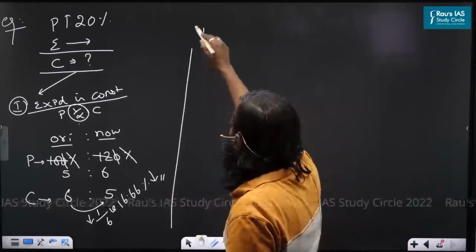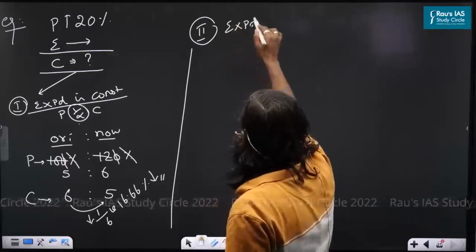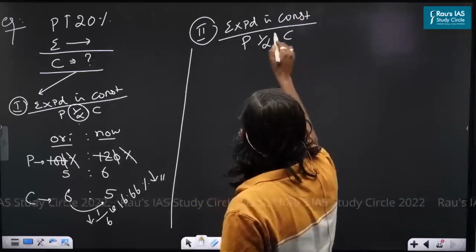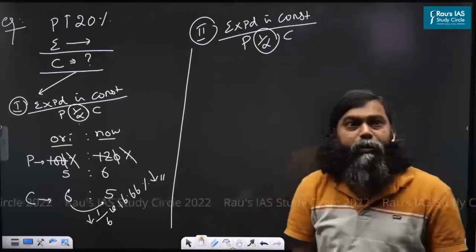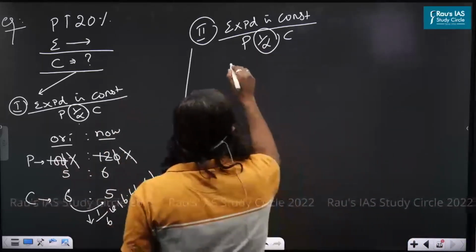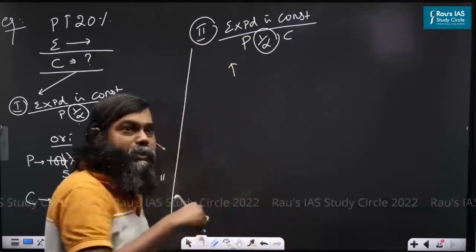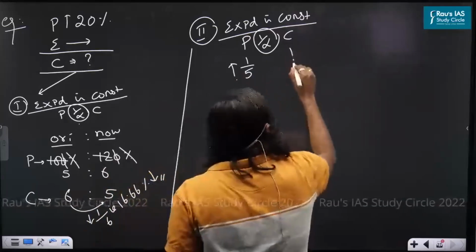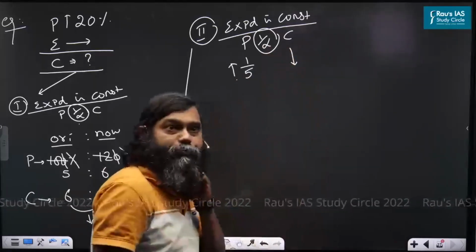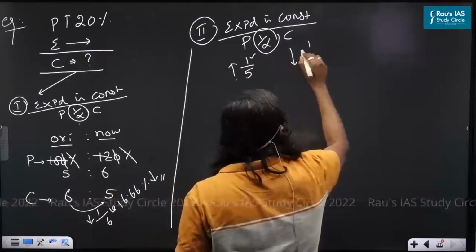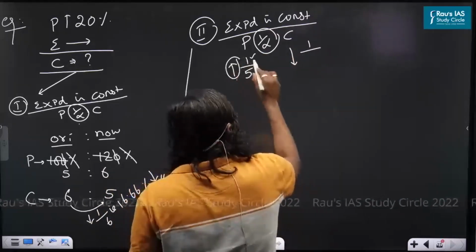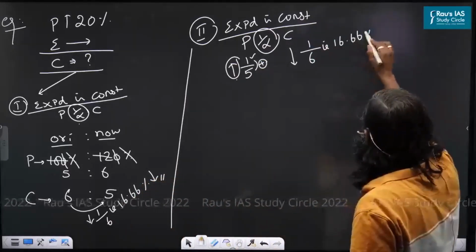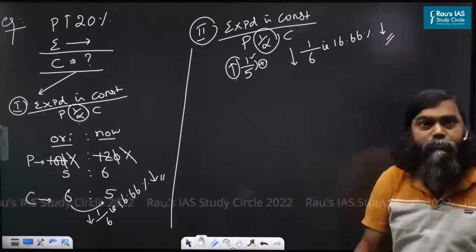Second interpretation. You know expenditure is constant. What is the relationship between price and consumption? Inversely proportional. What happened to my price? Increased by 20%. How can you write 20% as a fraction? That is 1/5. So price increasing, consumption is going to decrease because inversely proportional. Whatever the numerator, same numerator. Reference is increasing, so add numerator and denominator, that is 6. So 16.66% consumption decreasing. Got it?